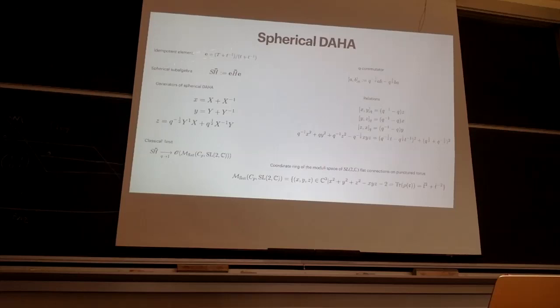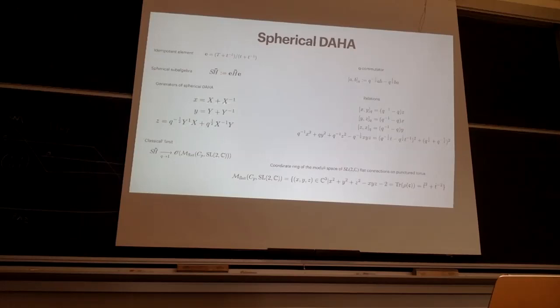So we take the idempotent element E, which is this, and then we sandwich every element from DAHA between those E's, right? By doing so, we symmetrize every generator. Every element now becomes symmetric in big X, big Y. So all of them become symmetric. And we can rewrite those relations in the following way.